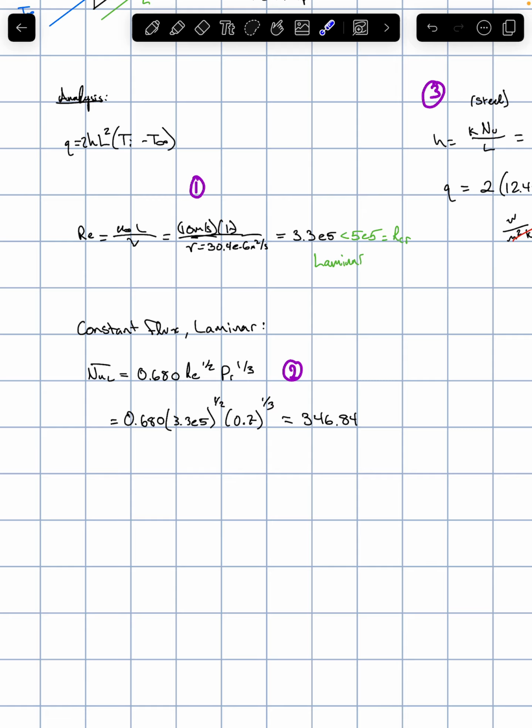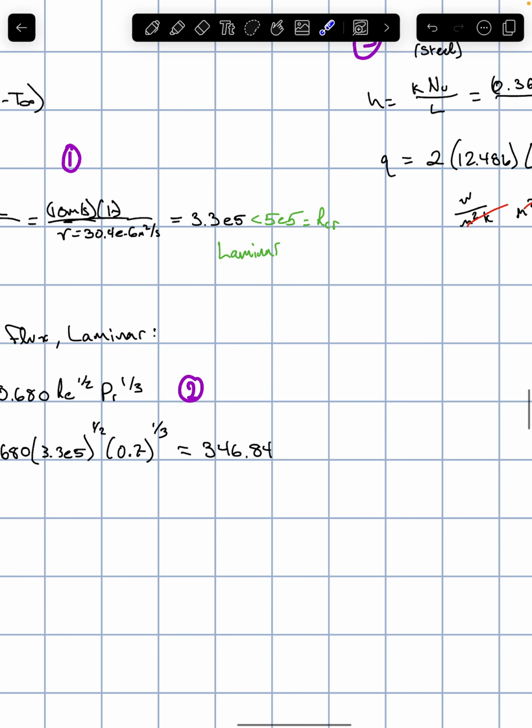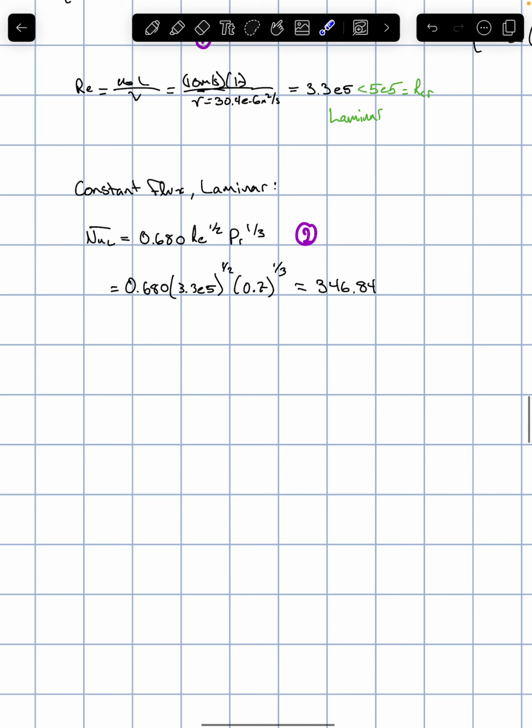Before we can get started on that, we need to find a Reynolds number in order to determine the equation we're going to use for that. So Reynolds number, we have the velocity times the length over our dynamic viscosity. So what we're going to do is plug those in, and we get a value of 3.3 e to the 5, which is less than the 500,000 we need for it to be turbulent. So that is the critical value. So we have laminar.